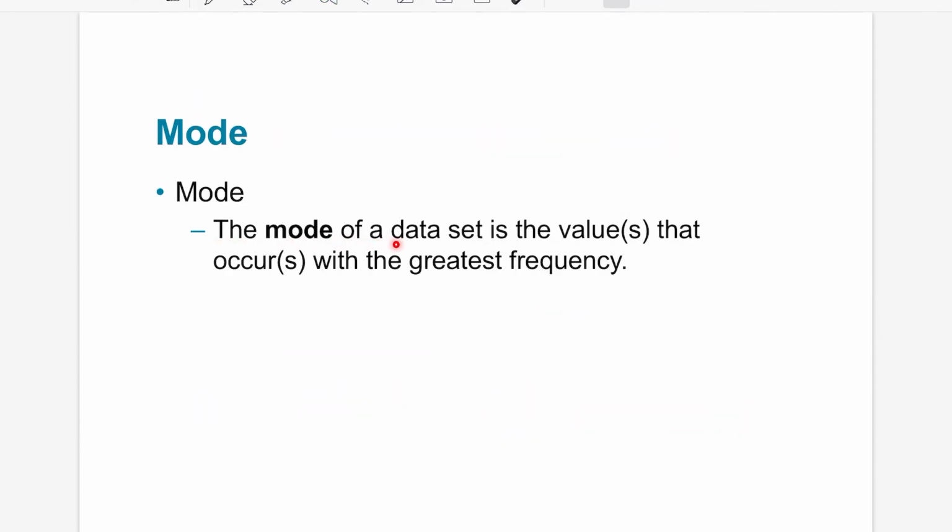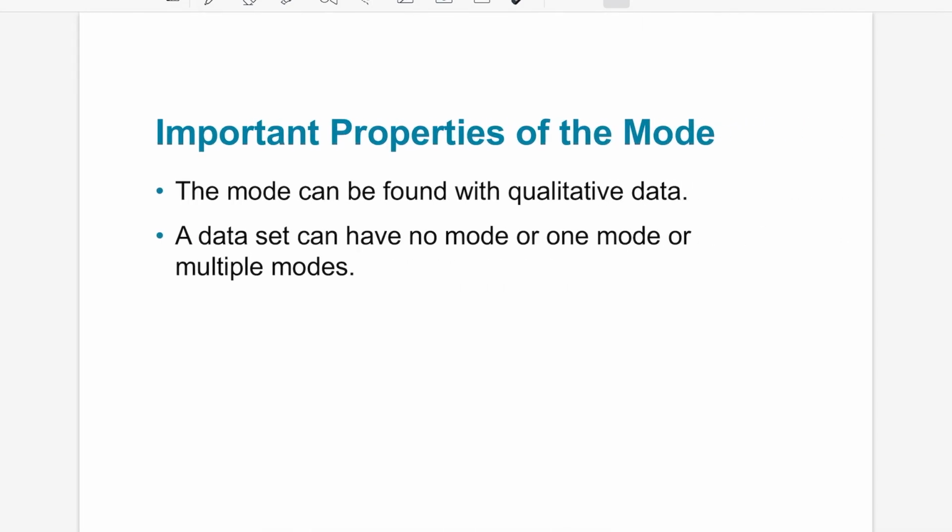The mode of a data set is the value that occurs with the greatest frequency. The mode can be found with qualitative data. A data set can have no mode, one mode, or multiple modes.